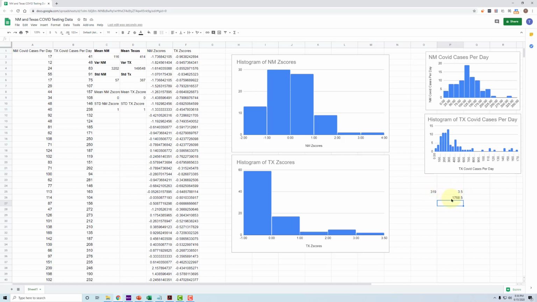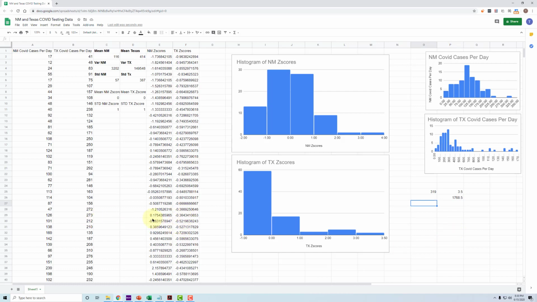have a daily increase of 1,768 people, right? So these scores would be relatively the same, right? So this allows us to do those kinds of easy cross-distribution comparisons.